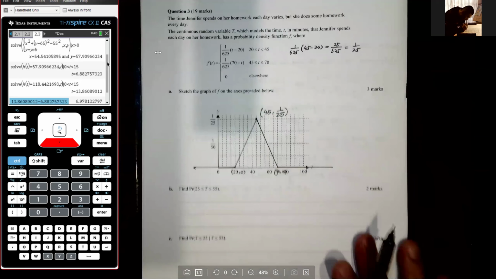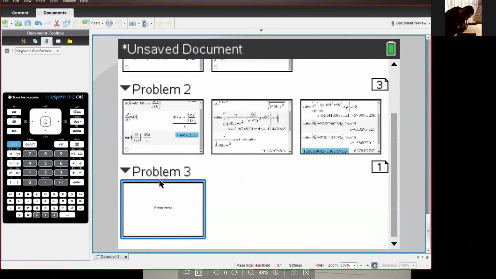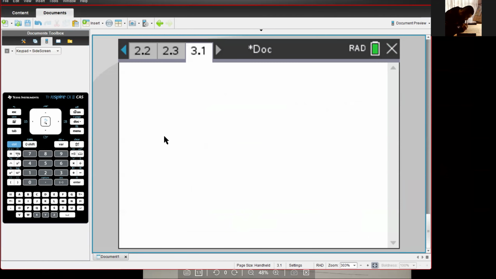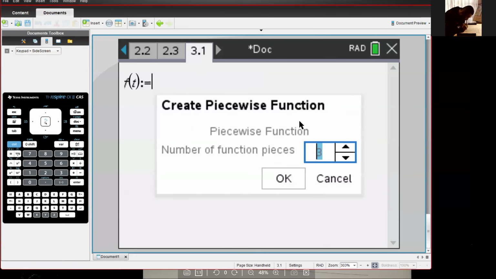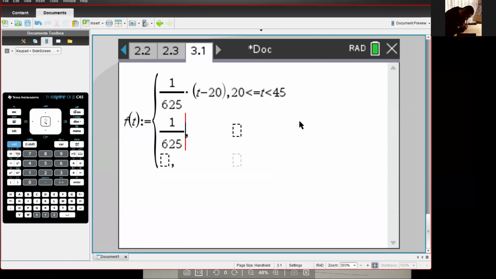Now, to find out, let's say, the specific probability values, I probably need to define the function, okay? I'll define the function. Control up, menu, insert problem, and I'll carefully look at the definition. So I'll say f of t is assigned to a hybrid function, piecewise function. The first piece is 1 out of 625 times t minus 20 for 20 less than or equal to t less than 45. Next entry, 1 out of 625 times 70 minus t between 45 less than or equal to t less than or equal to 70. And a 0 is just elsewhere, okay?